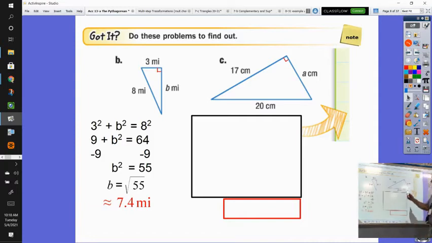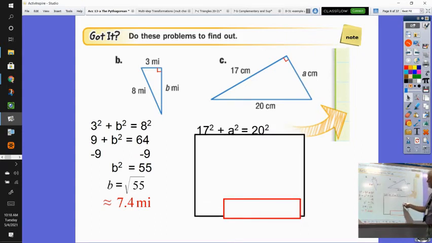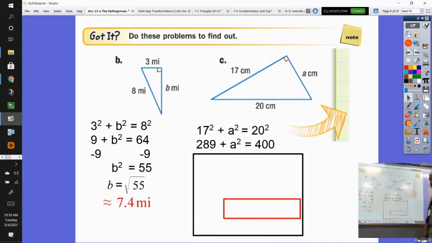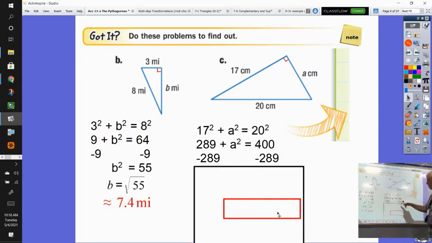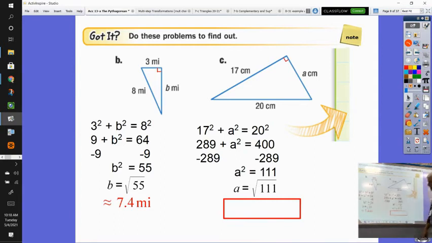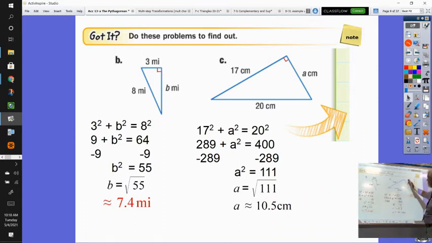Letter C. Again, the leg is what's missing, one of the sides that makes up the right angle. So 17 squared plus A squared equals 20 squared. 289 and 400, when you square the two numbers that we know, the two sides that we know, subtract the 289 from 400, you get A squared equals 111. So A is the square root of 111, the exact answer, and approximately 10.5 centimeters. Makes sense? 10.5 centimeters?